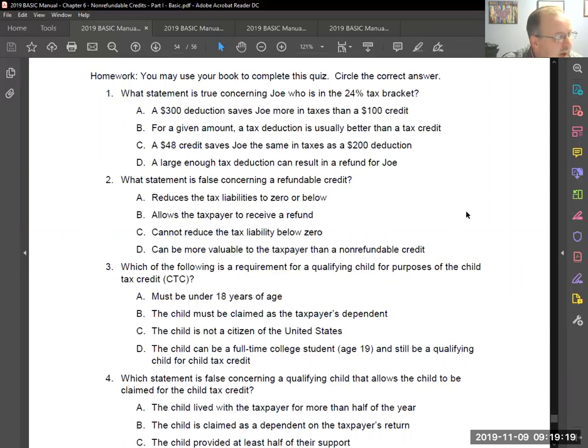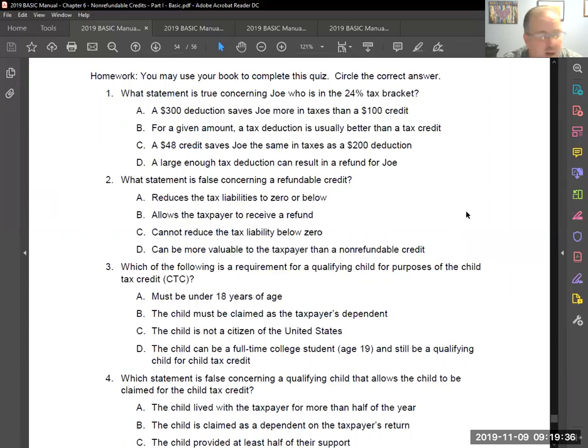All right. The first one is the child must be under 18 years of age. Again, that's false. They have to be under the age of 17. So 16 and younger are the ones that qualify for the child tax credit.